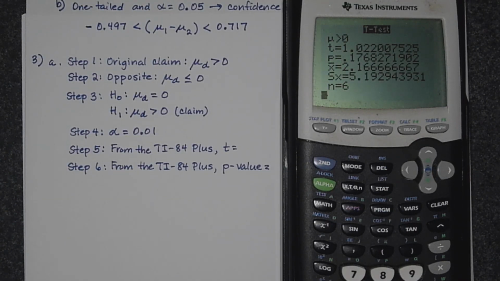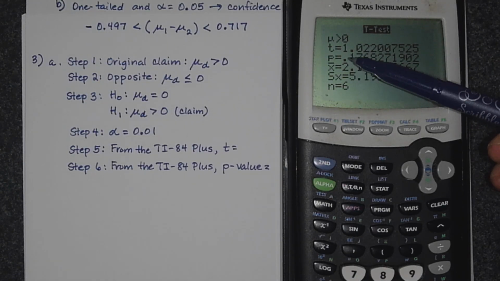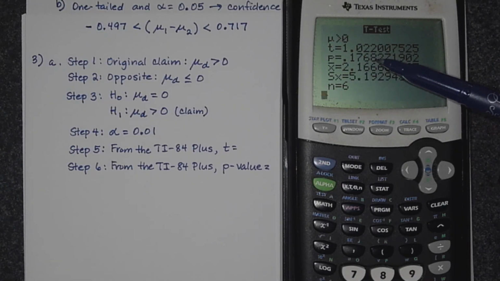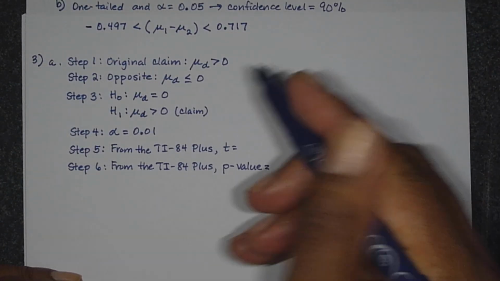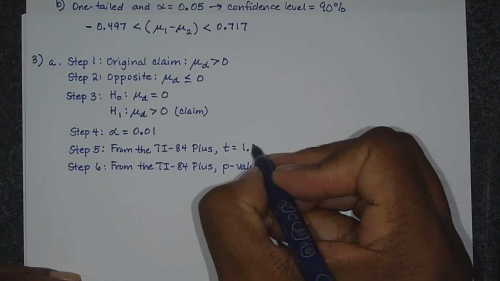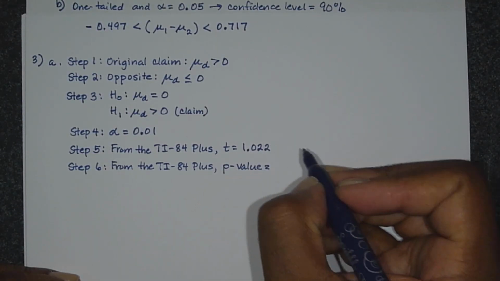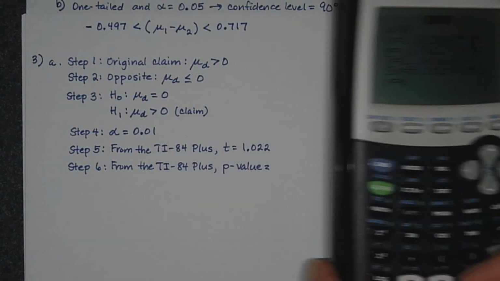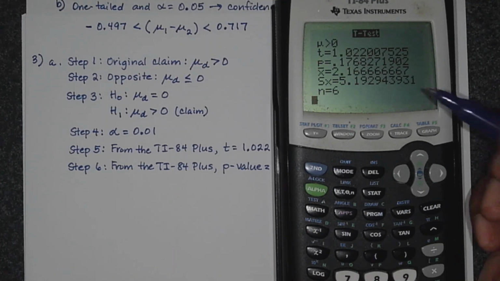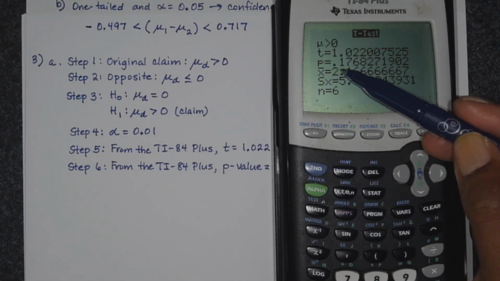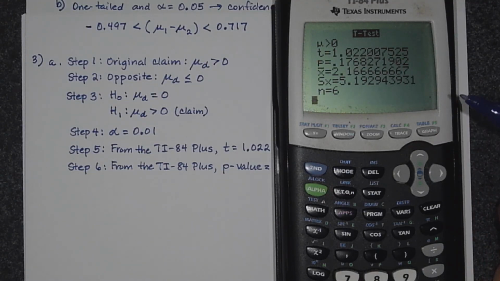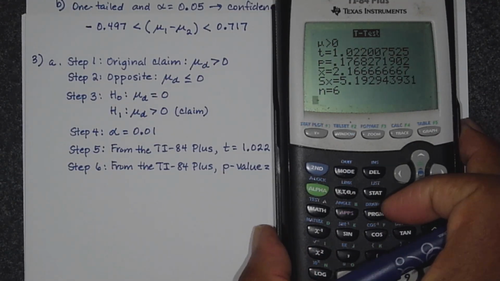And there's your t-test statistic and your p-value. So your t-test statistic to, let's say, 3 decimal places, that's going to be what? 1.022. And then for the p-value, right underneath the t-test statistic is your p-value. So the 3 decimal places, what would that value be? 0.177.